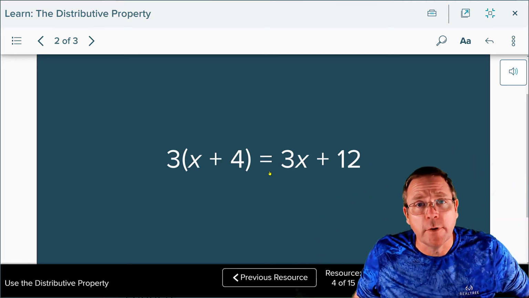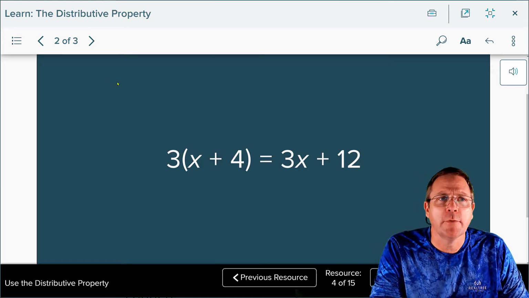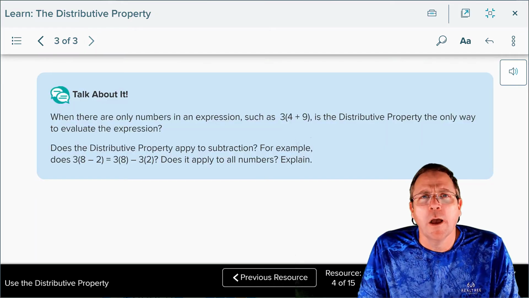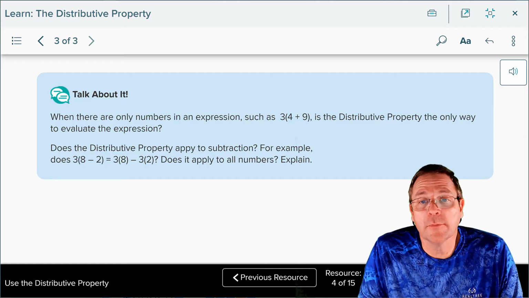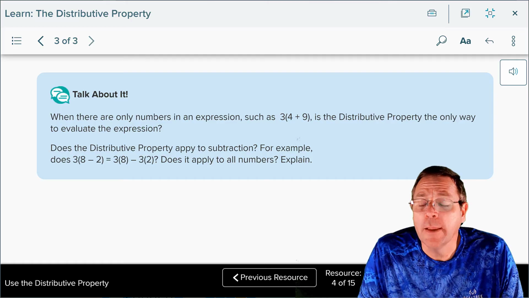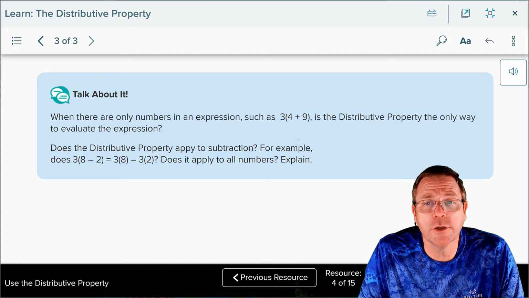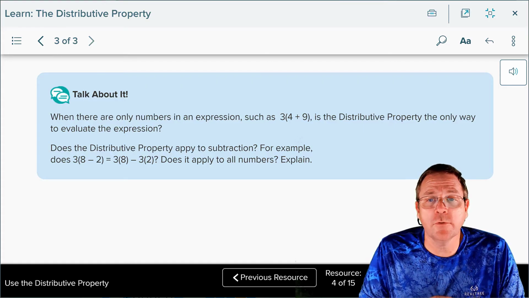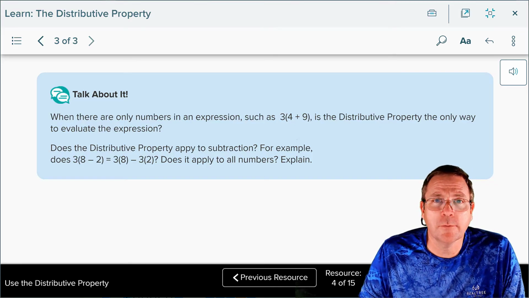That's actually one of the better videos they've done to explain a concept, so that will hopefully help you understand everything we're fixing to do in here. Our talk about it says when there are only numbers in an expression, such as 3 times the sum of 4 and 9, is the distributive property the only way to evaluate the expression? The answer is no. You could use PEMDAS. You could use Please Excuse My Dear Aunt Sally, also known as the order of operations, solving what's in the parentheses first and then multiplying that by 3. Either way, you get the same exact answer.